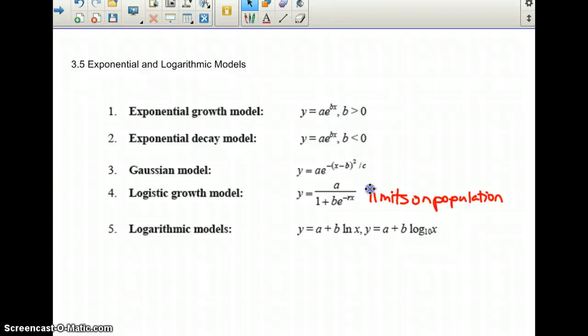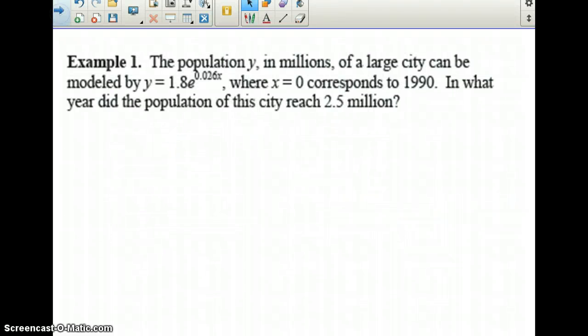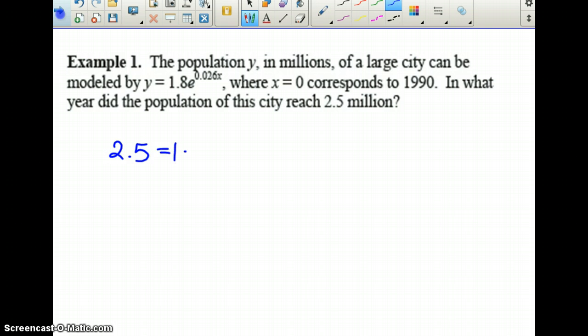So our first example, we have a population that can be modeled by this exponential function, y equals 1.8 e to the 0.026x, where x equals 0 corresponds to 1990. And what year did the population of this city reach 2.5 million? So we are trying to find x, which is a year, and we are given this equation, and we want to find in what year does the population equal 2.5 million.